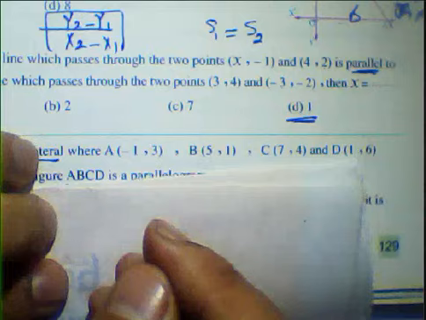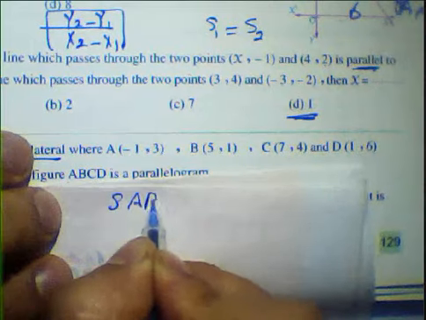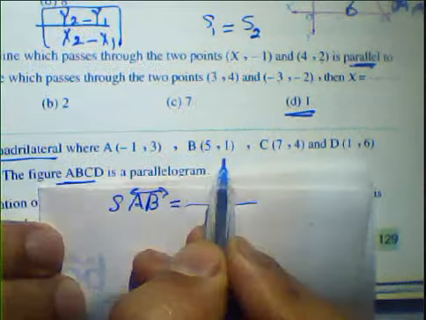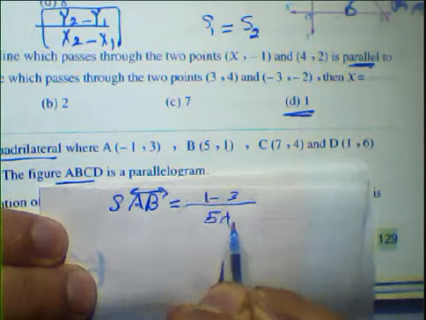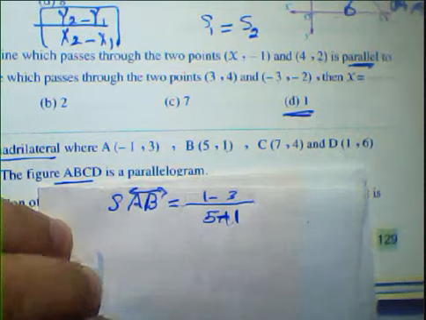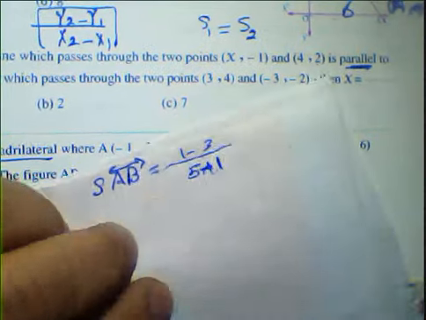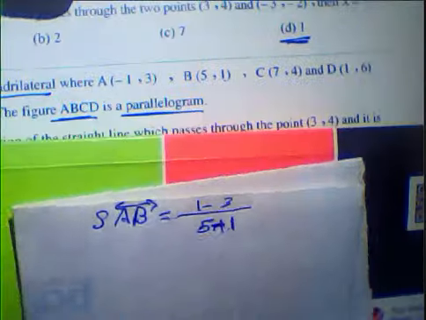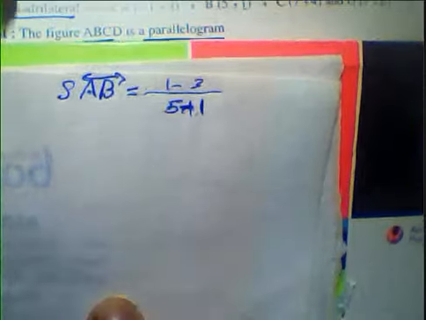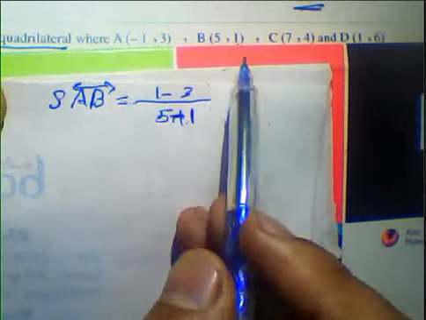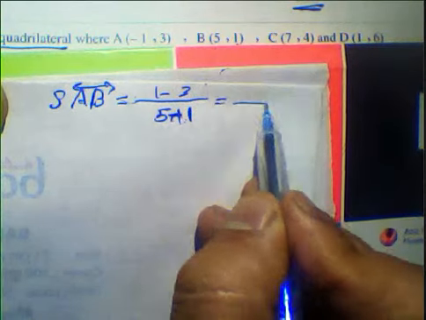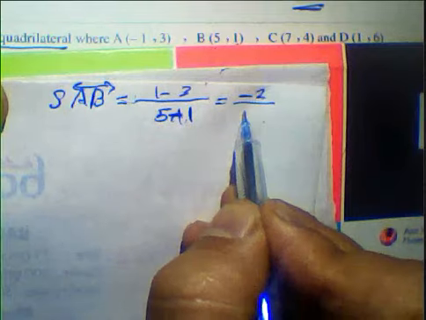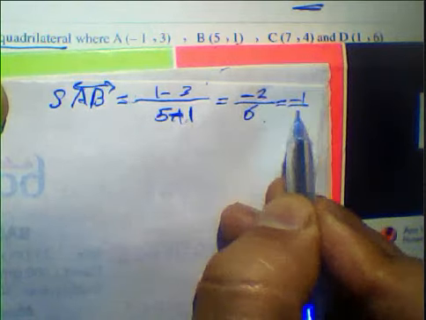Okay, my students, write with me. I will write the slope of AB. Slope of AB here is 1 minus 3 over 5 minus (-1), which is 5 plus 1. Pay attention to me. Slope of AB is y2 minus y1 over x2 minus x1. 1 minus 3 equals -2, and 5 plus 1 equals 6. It will be -1 over 3.